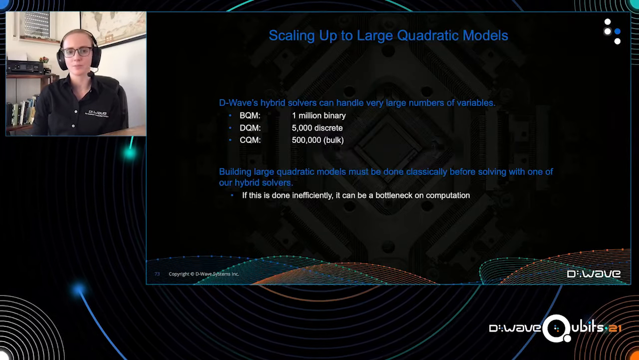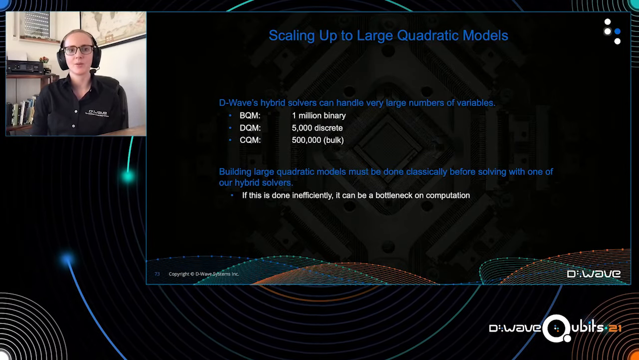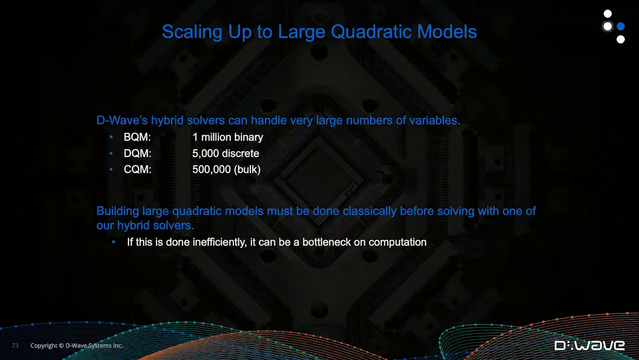the one that we're going to talk about today, that you can use to really speed up those classical portions of your programs. So, as Alex mentioned, we have our 3 hybrid solvers. We have our binary, our discrete, and now our constrained quadratic model hybrid solvers. And for some of these bulk-sized solvers, you can run problems for binary up to 1 million binary variables, discrete up to 5,000 discrete variables, and now with the CQM up to 500,000 variables on our bulk solvers.